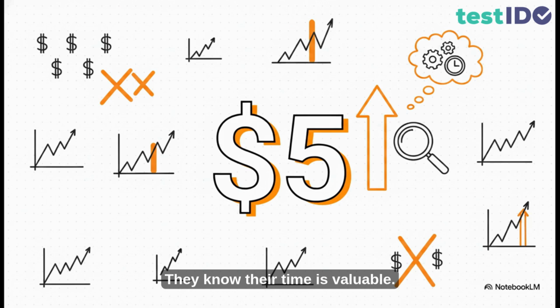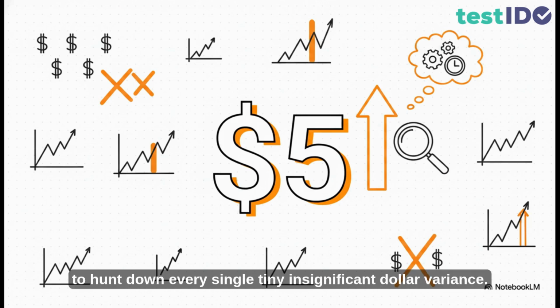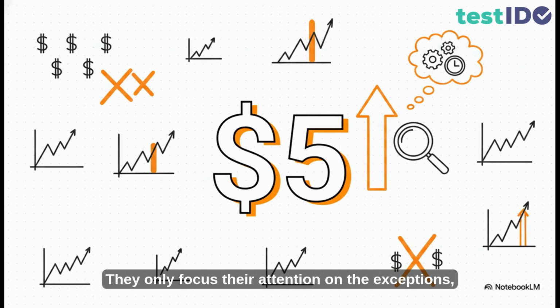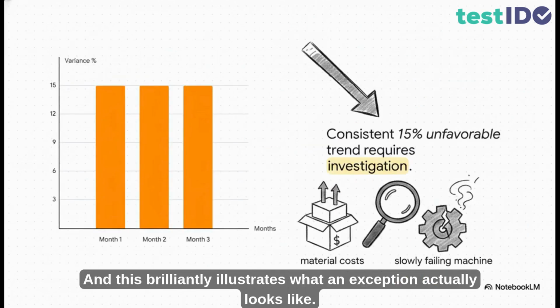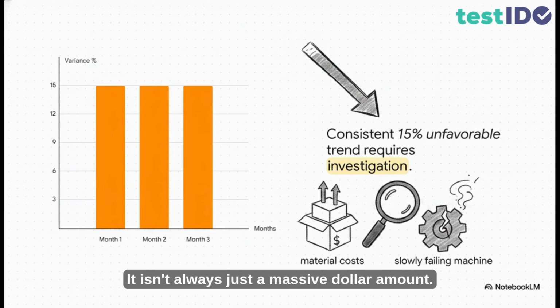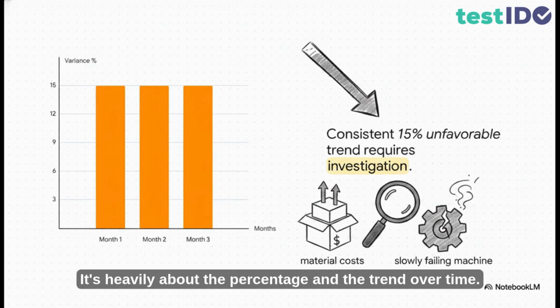They know their time is valuable. They literally do not have the energy to hunt down every single tiny, insignificant dollar variance. They only focus their attention on the exceptions, the numbers that truly stand out. And this brilliantly illustrates what an exception actually looks like. It isn't always just a massive dollar amount. It's heavily about the percentage and the trend over time.